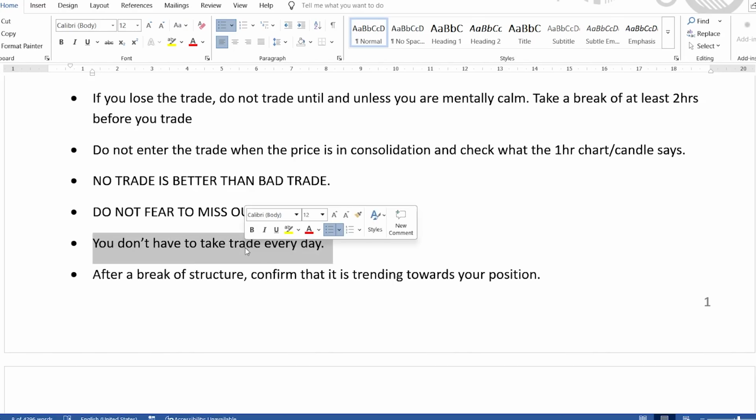I used to trade 3 trades, 4 trades when I was beginning. But now I am taking maximum 2 trades only, and that is also in rare condition. So do not take a trade every day. No need to take a trade every day. You can take a break.